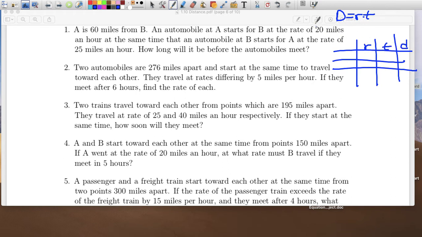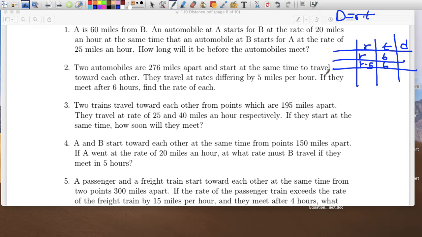We've got 2 automobiles, 276. They're traveling at rates that differ by 5 miles per hour. If they meet after 6 hours, find the rate of each. So I know my 6 times 6 hours. Differing by 5 miles an hour. So if one is R, the other one would be R minus 5, right?